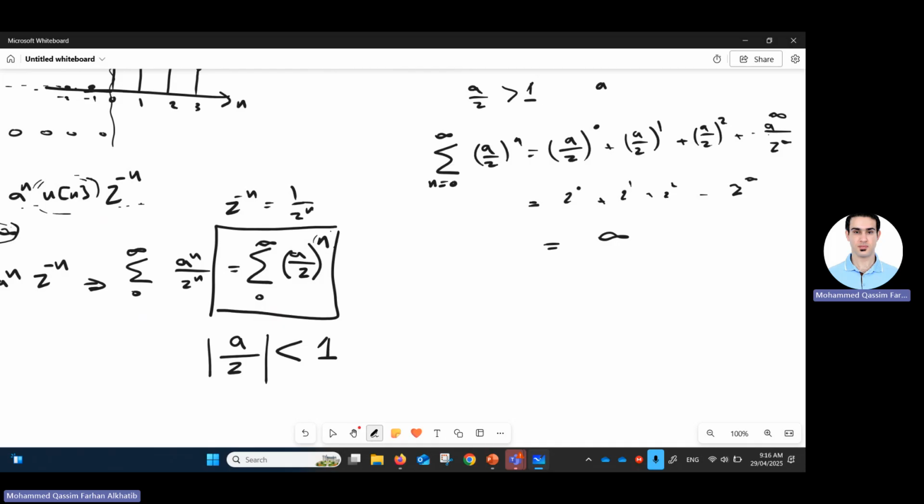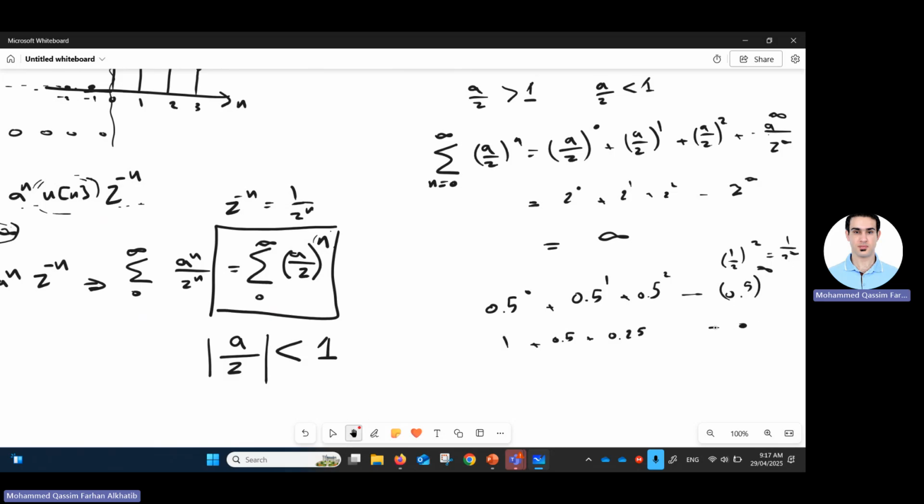However, let's assume a over z less than 1, like 0.5, for example. So in the other case, 0.5 to the power 0 plus 0.5 to the power 1 plus 0.5 to the power 2, up to 0.5 to the power infinity. In this case, it's going to be 1 plus 0.5 plus 0.5 squared, which is how much? 0.25. So you notice that the number keeps going down. In this case, 1 over 0.5 to the power infinity, which is basically 1 over 2 to the power infinity, that's going to become 0. So in this case, it converges.